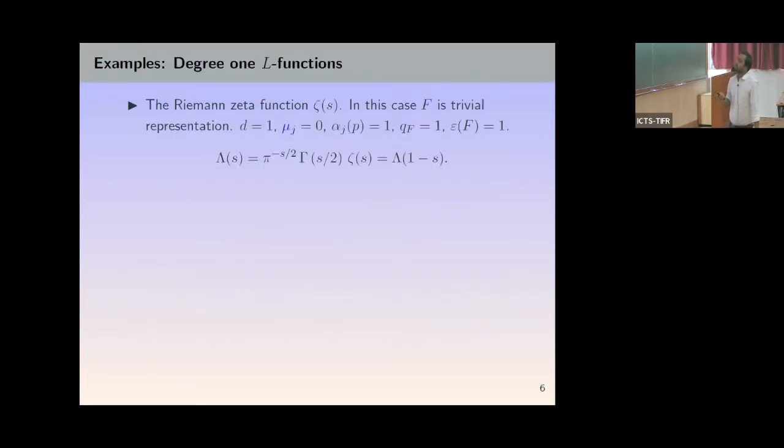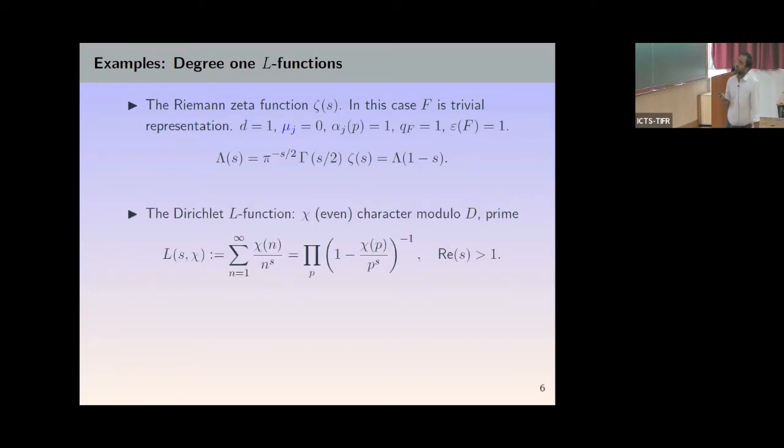So let's try to give some examples to understand these L functions. In the case of degree 1, the classic Riemann zeta function is one such example. In this case, you take f to be the trivial representation. So here the spectral parameters won't come up; they are just 0. The alpha_j(p)'s are all 1, and the arithmetic conductor is 1, and there is no root number. So it's an even simpler functional equation here.